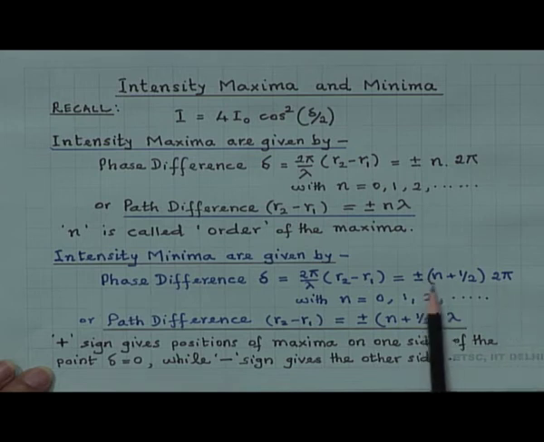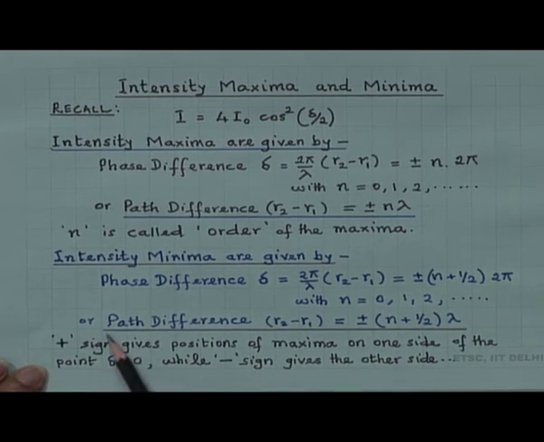So, we can put numbers n here, n equal to 0, 1, 2. If you put n equal to 0, we get delta equal to pi. If we put n is equal to 1, this is 3 by 2, 2 cancel, so it is 3 pi and so on, with n equal to 0, 1, 2, etc. And the path difference R 2 minus R 1 is equal to plus minus (n plus half) lambda.